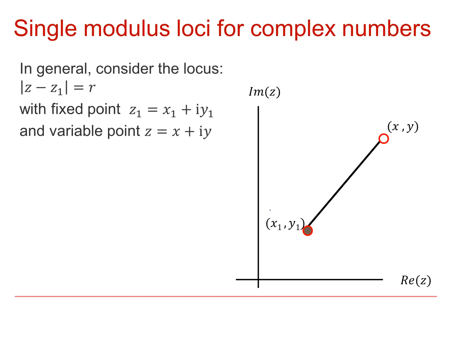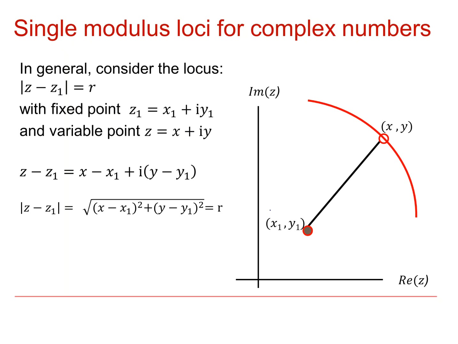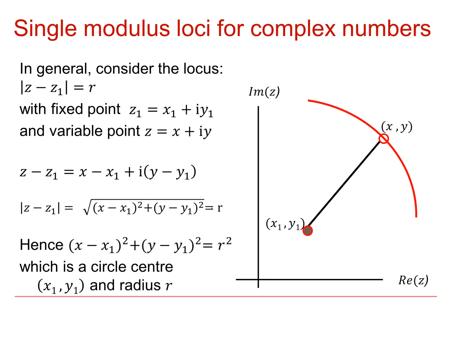We can look at this algebraically. z1 is a fixed point, x1 plus i y1. z equals x plus iy is a variable point, and we want to find out which values of z satisfy the equation. We're looking for the points z which are r units away from z1. We substitute in to z minus z1, z equals x plus iy, and z1 equals x1 plus iy1. We then collect real and imaginary terms, and we find the modulus of our number. That needs to be equal to r. If we square both sides, you can see that we've got a circle with centre (x1, y1) and radius r.